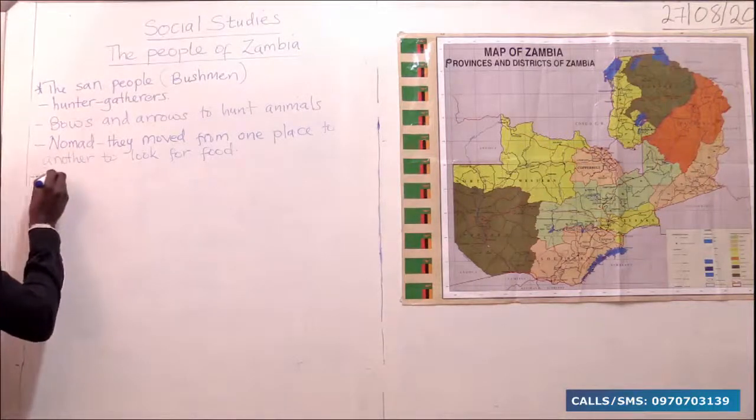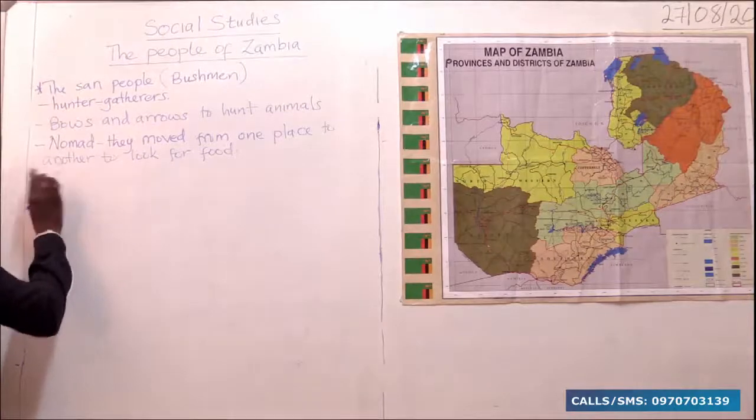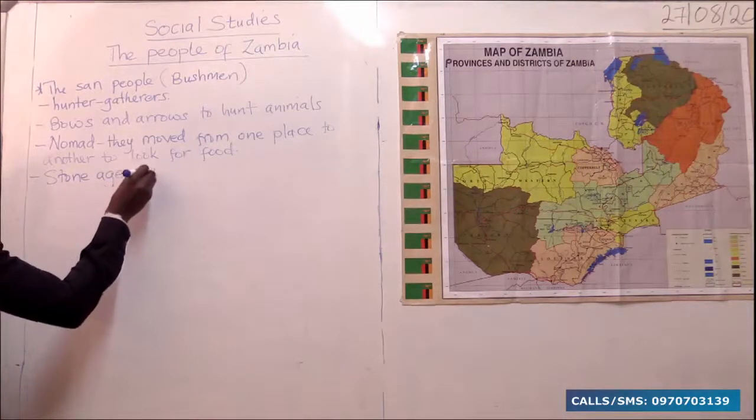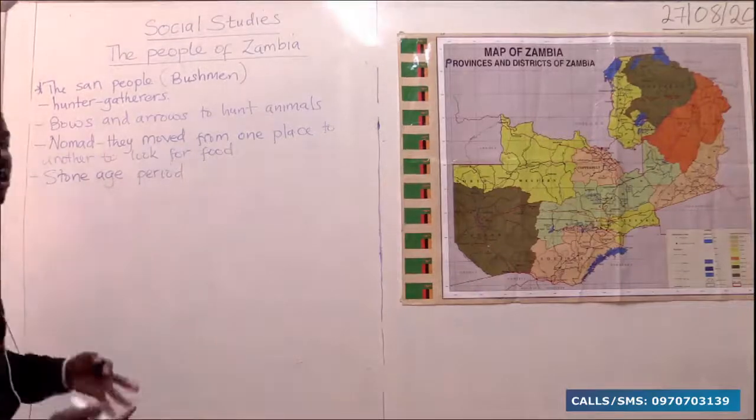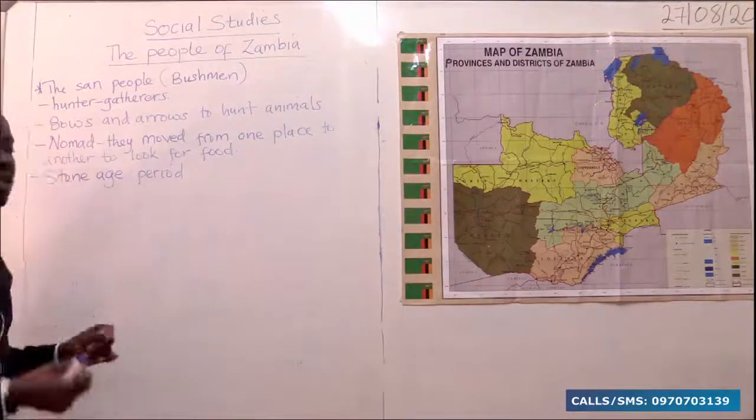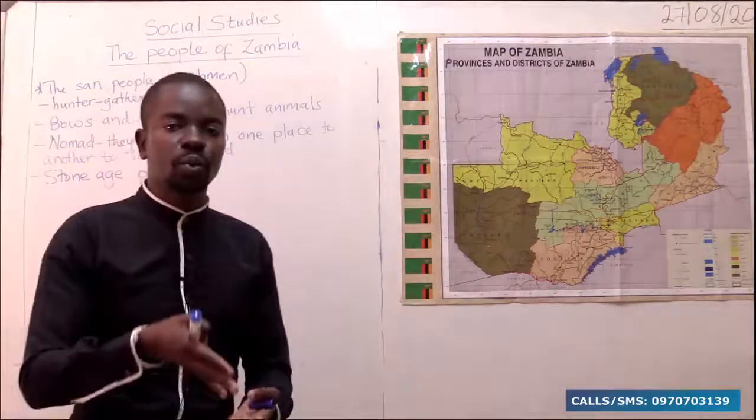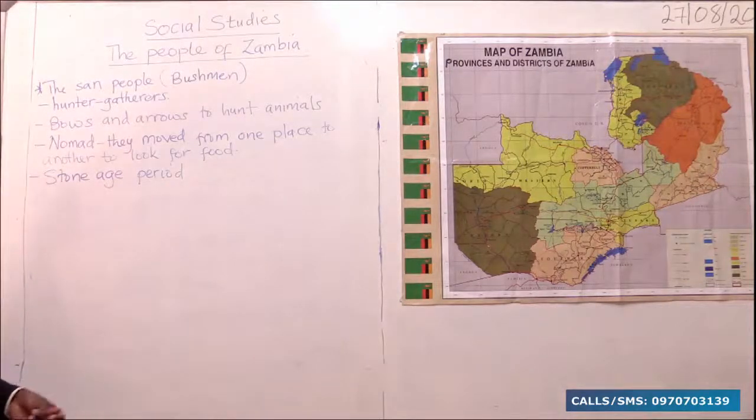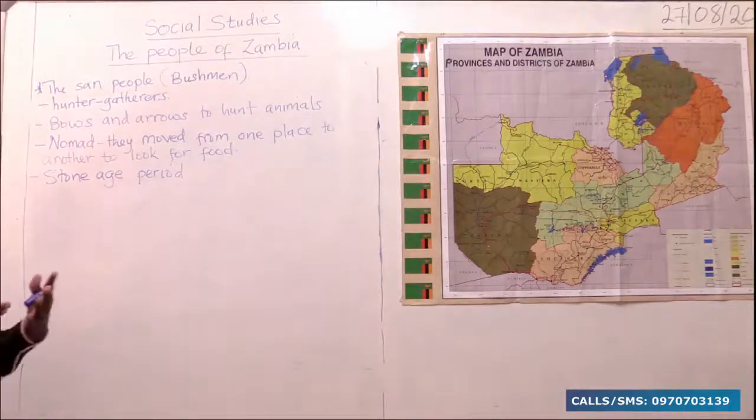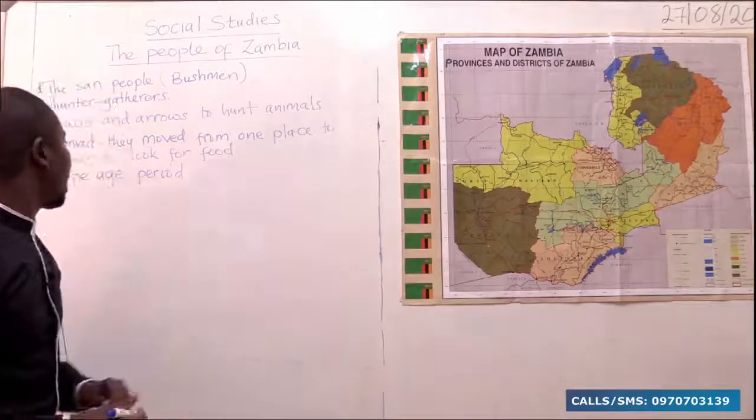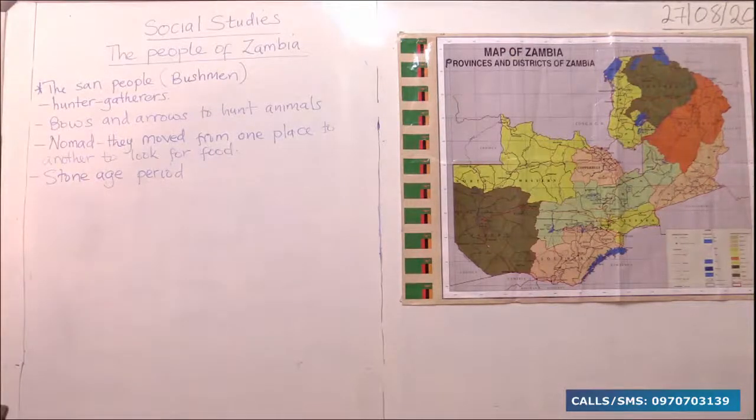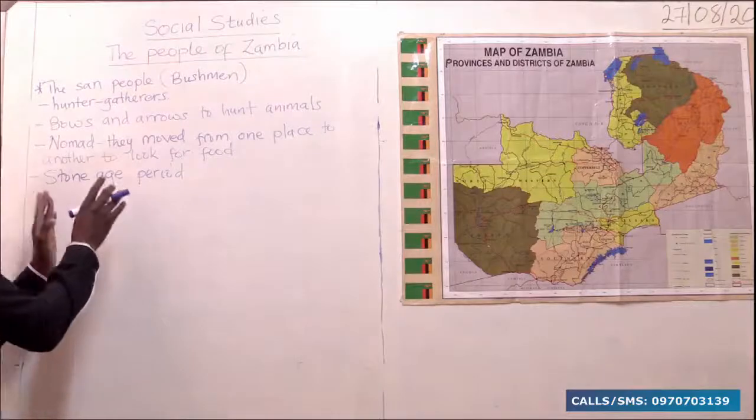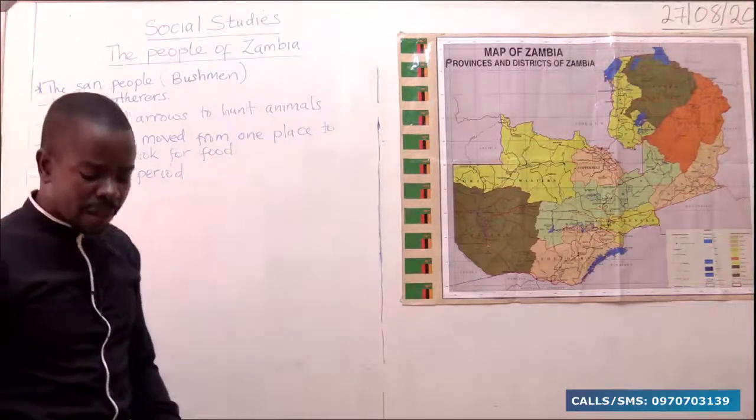So these Bushmen lived in the Stone Age period. The Stone Age period is a period where they used stones in order to cut meat, even to kill animals. They used stones such as pebbles to cut meat, and they could even use them to kill animals. So the San people lived in the Stone Age period. Okay, so this is all about the Bushmen, boys and girls.